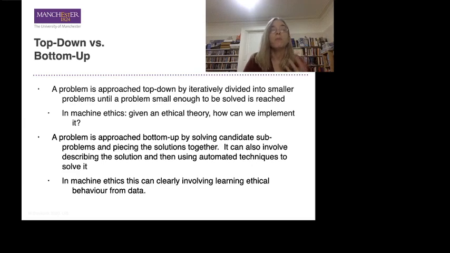In machine ethics, a bottom-up approach is often used to refer to approaches where you are trying to learn ethical behaviour from data. So you have some data set in which you somehow manage to annotate things as right or wrong, or you're simply going to observe what people do and assume that people do the right thing and don't do the wrong thing, and try and infer what is right and wrong and how you're supposed to behave correctly from that data set.